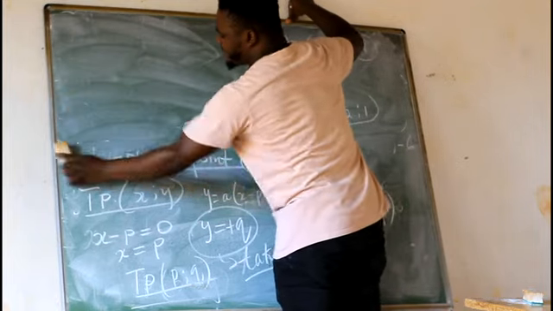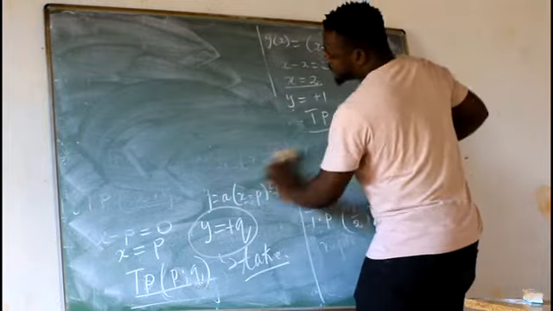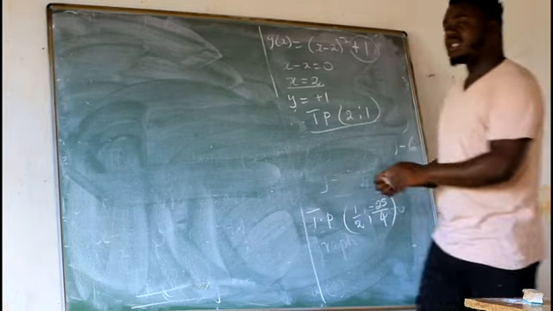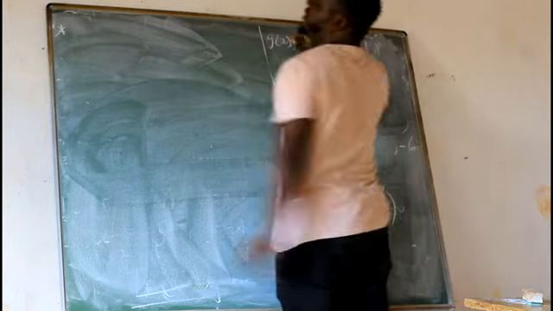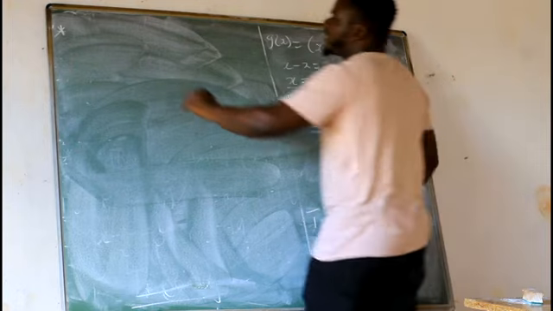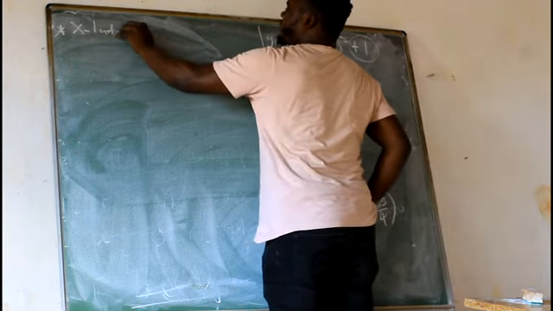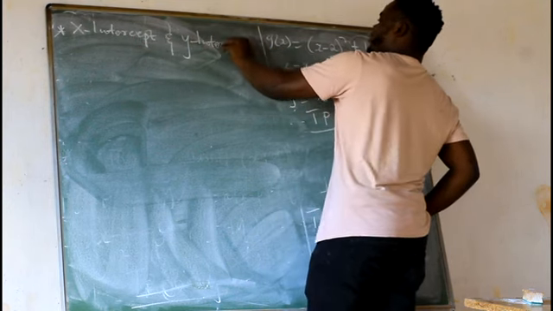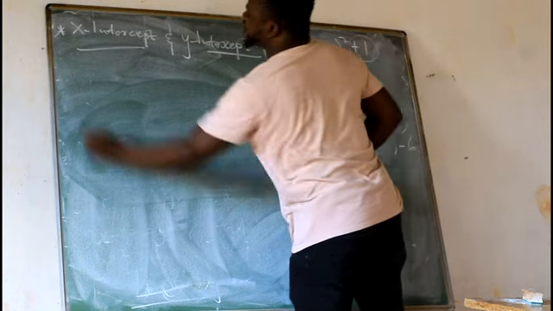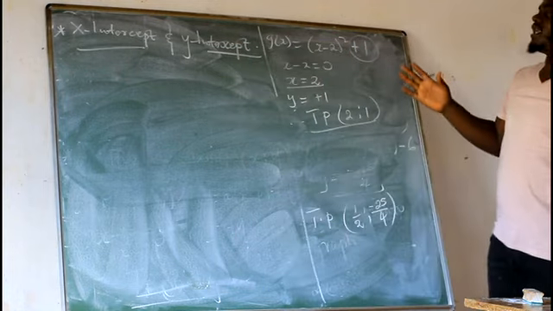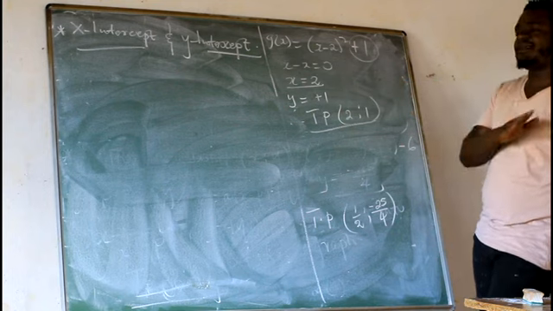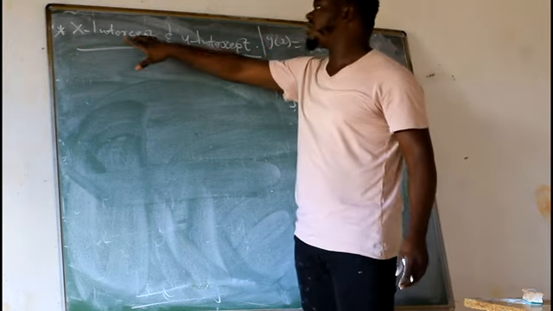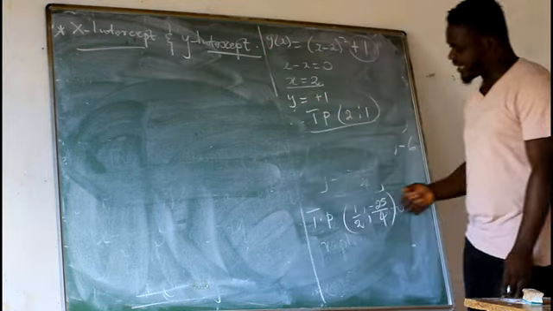You must always remember that each and every graph has an x-intercept and a y-intercept. Each and every graph has intercepts, irrespective of whether it is a straight line, parabola, hyperbola, or exponential. But you must always remember, each and every graph has an x-intercept and a y-intercept.